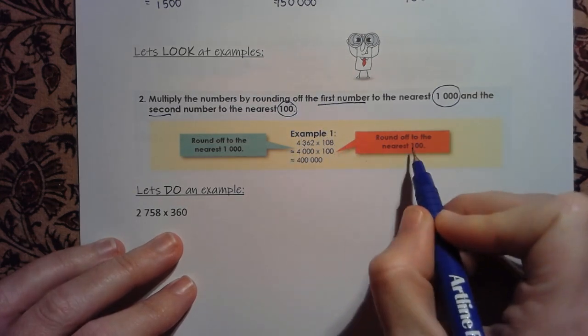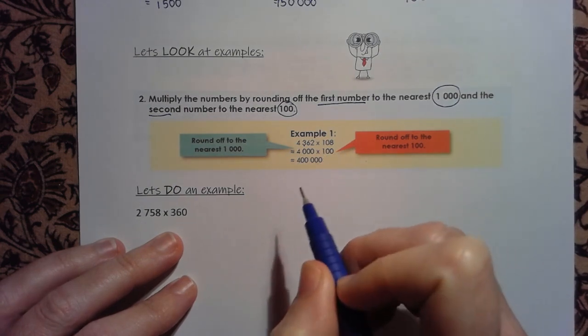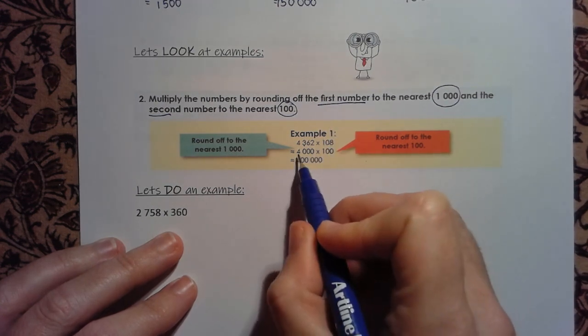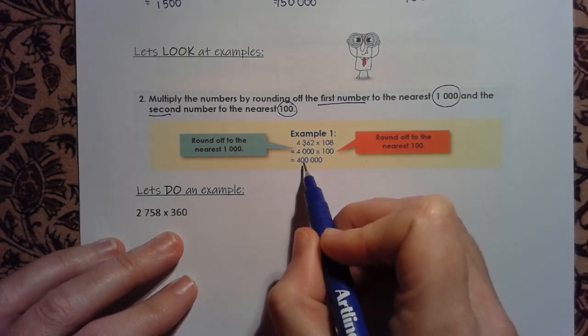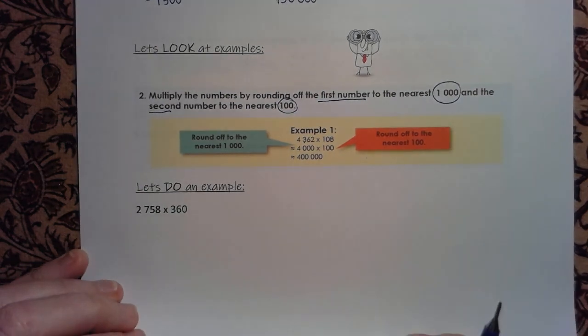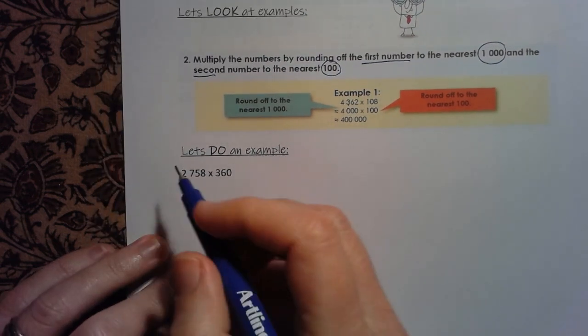Then 108 rounded off to the nearest 100 is 100, and then you multiply the two. So you will have 1, 2, 3, 4, 5 zeros in your answer, and 1 times 4 is 4. So you have 4 and 5 zeros, which makes 400,000. Okay, now we're going to apply this method to the example.